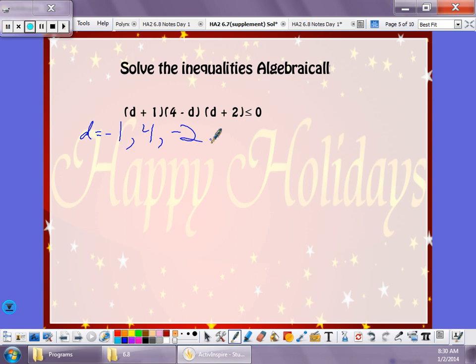So again, you're going to draw your line. I have -2, -1, and 4. And this is less than or equal to 0, so now I'm going to have closed circles.